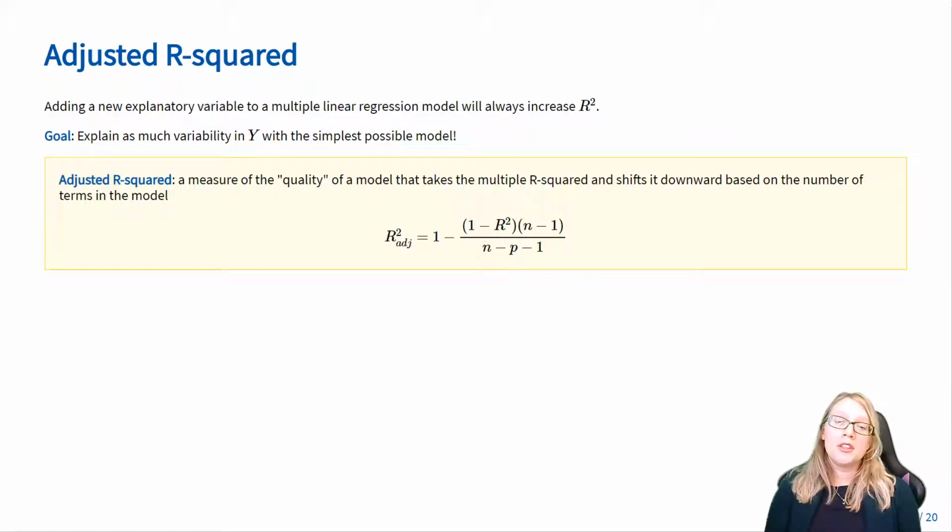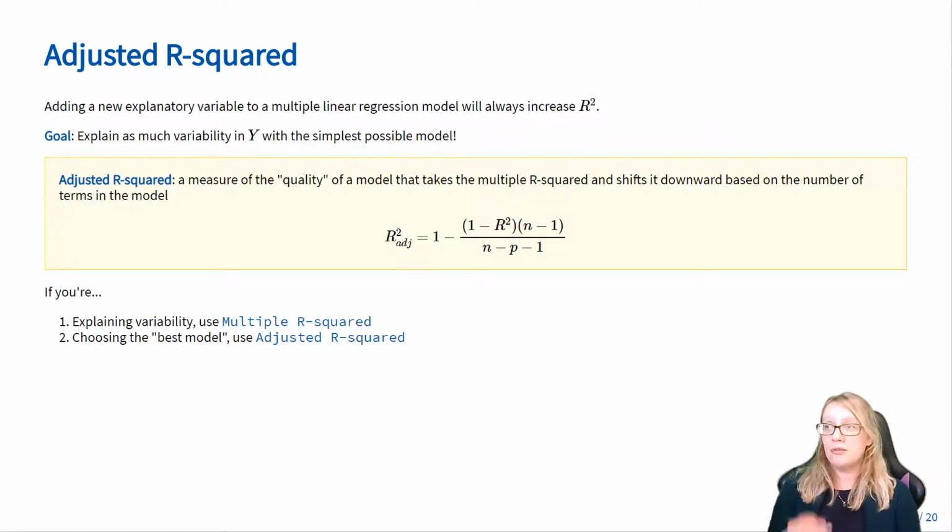So one metric that we've used to measure how much is actually being added is something called the adjusted R-squared. Now, this adjusted R-squared is a measure of the quality of a model that takes the multiple R-squared and shifts it downward. So here we're using p as a representation for the number of explanatory variables in our model. So as we increase this p, as p goes up, R-squared adjusted will go down. So we will shift it downward to essentially penalize for having too many variables in the model.